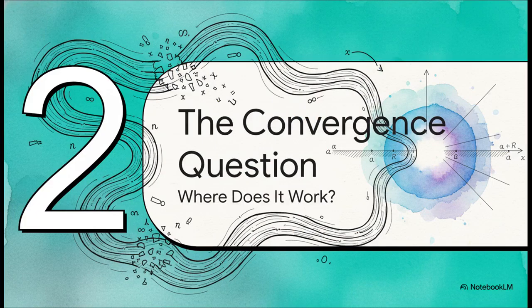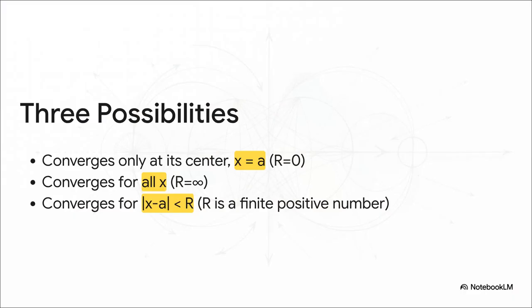So this brings us to the core concept of convergence. Finding where a series converges is just the fancy math way of asking, okay, for which x values does this crazy infinite sum actually add up to a real finite number? And the good news? There are only 3 possible outcomes. It's pretty straightforward. First, the series could be kind of boring and only work at its dead center, x equals a. Second, it could be incredibly powerful and work for every single number on the number line. Or, and this is the most common case, it works within a certain distance, a radius from its center.